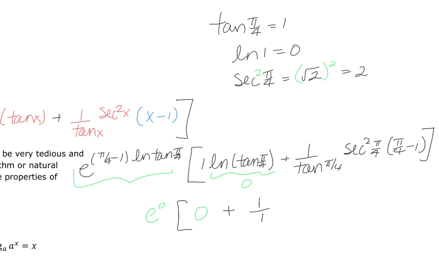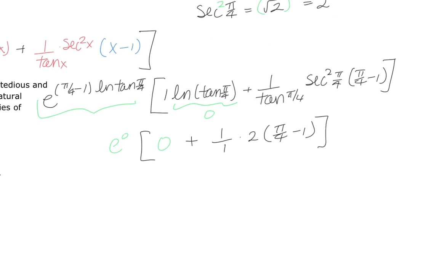So that's going to be multiplied by 2, multiplied by pi over 4 minus 1. e to the 0 is just 1. So this is just going to be 2 multiplied by pi over 4 minus 1, and I can either leave it like that or I can distribute, and that is my final answer. All right.